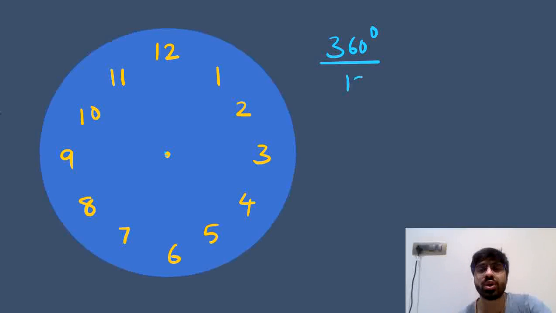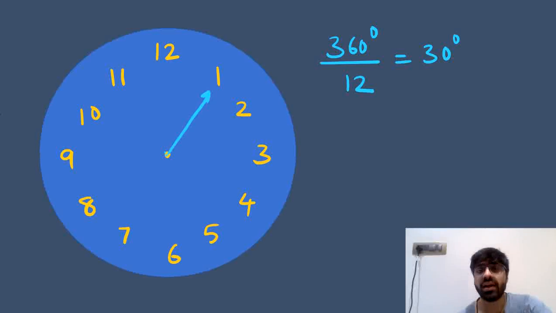Being divided into a total of 12 parts would mean that every part would be of measure equal to 30 degrees. That is, the angle between any two numbers on a clock will be equal to 30 degrees. That is, if I make one line here and one line here, the angle between the two of them will be 30 degrees.